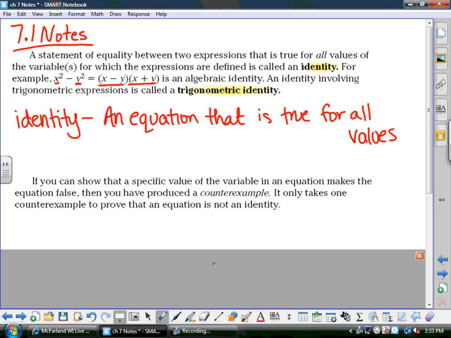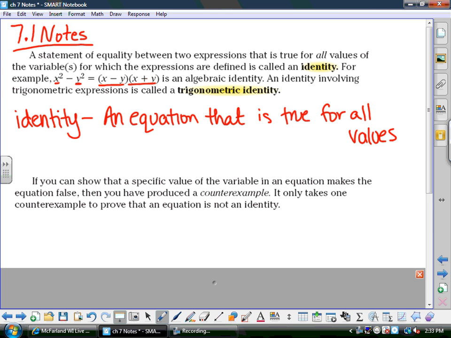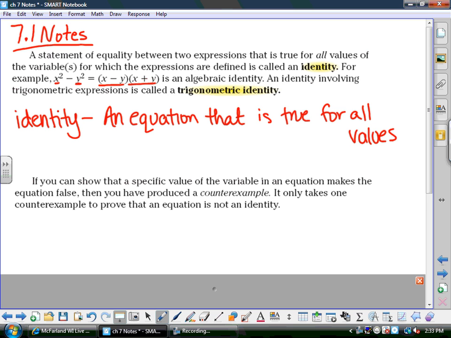If you can show that a specific value of a variable in an equation makes the equation false, then you have produced a counterexample. It only takes one counterexample to prove that an equation is not an identity. And that makes sense because an identity has to be true all the time. So if I find even one time that it's not true, it's not an identity.